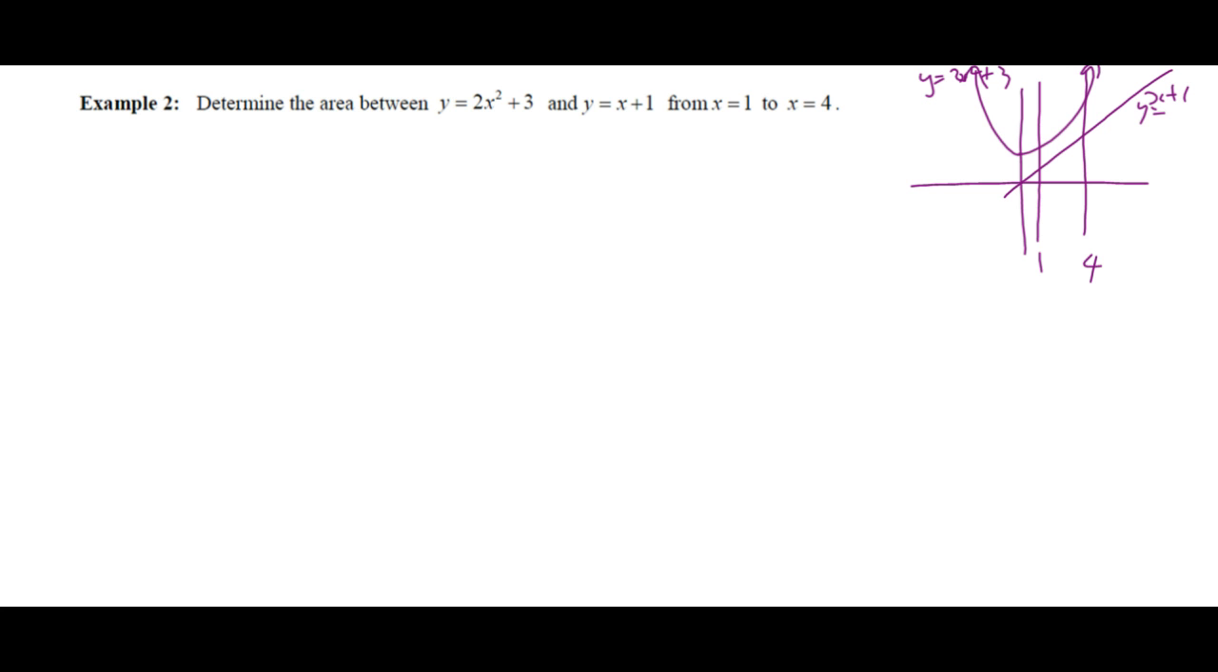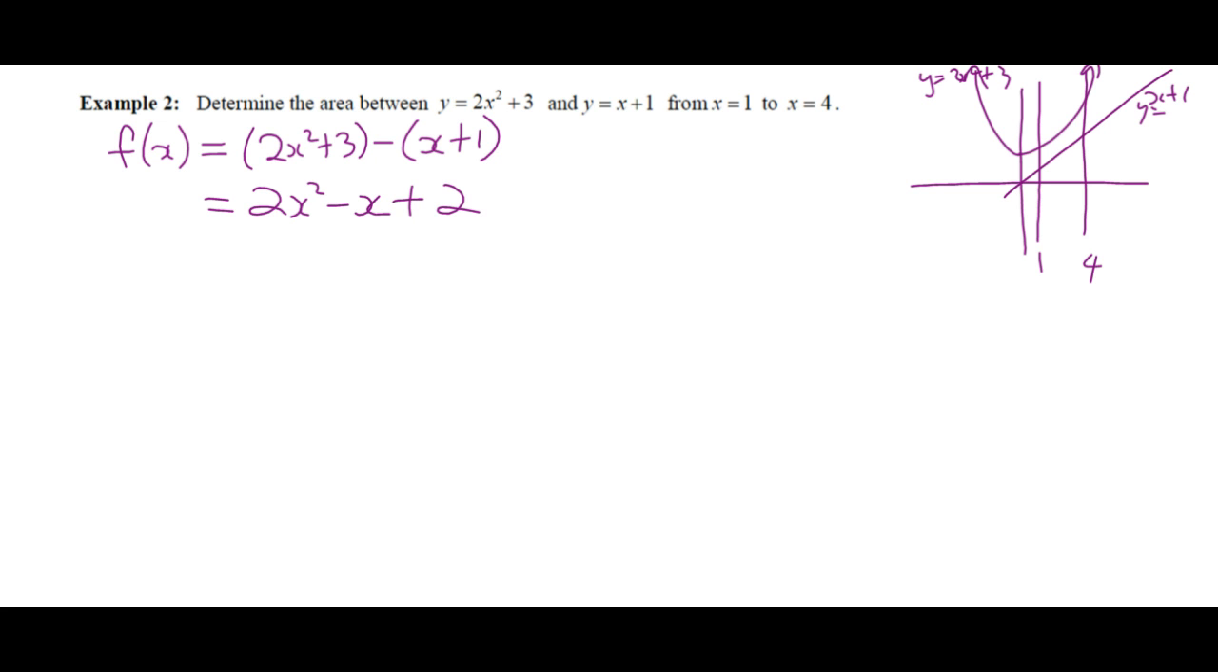Okay. So we can say, all right, well, the upper function then is 2x squared plus 3, and the lower function is x plus 1. So we're going to let f of x be 2x squared plus 3 minus (x plus 1). So it's going to be 2x squared minus x plus 2.